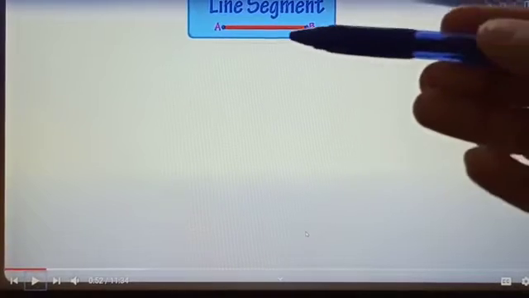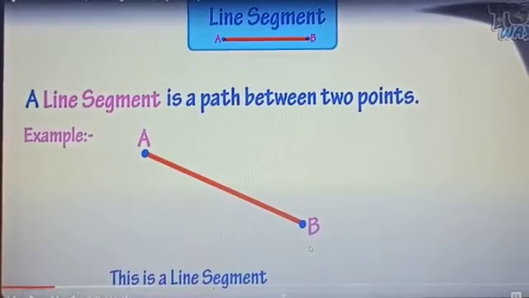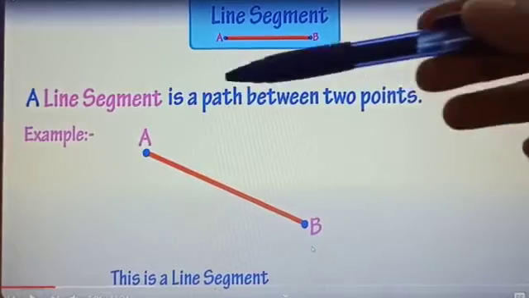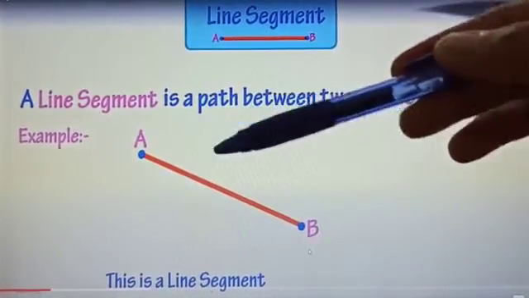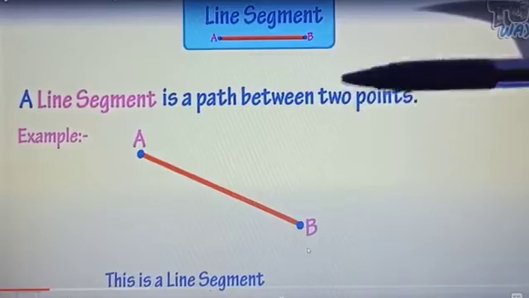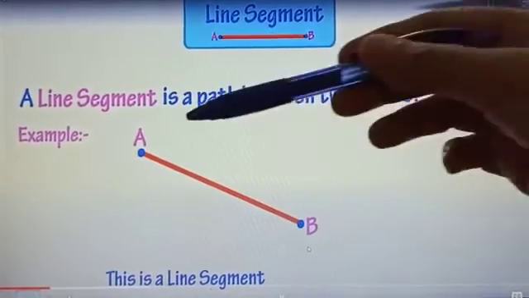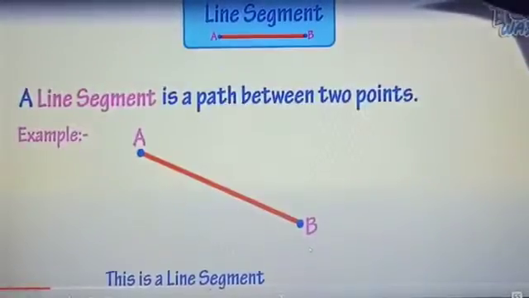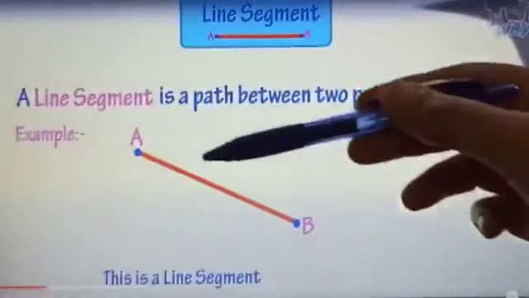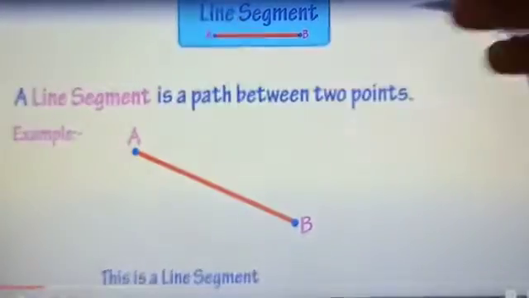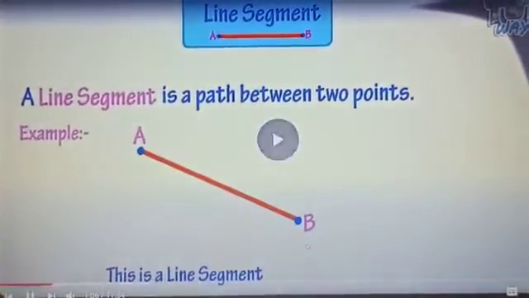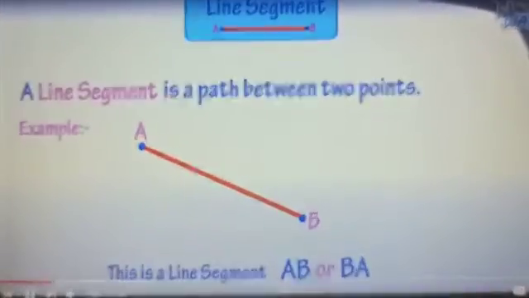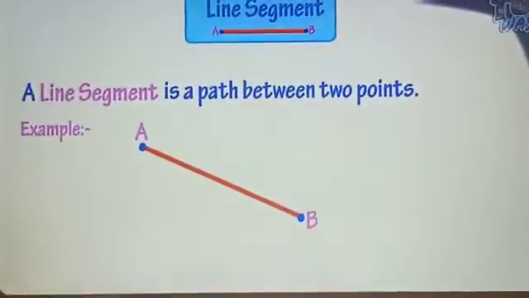Next is line segment. See what is line segment? See here beta, a line segment is a path between 2 points, point A and point B. This is a line segment and A and B are the endpoints of this line segment. It is read and written as line segment AB or BA, right? Now see how it is denoted. See, this is a line segment AB or BA, right?